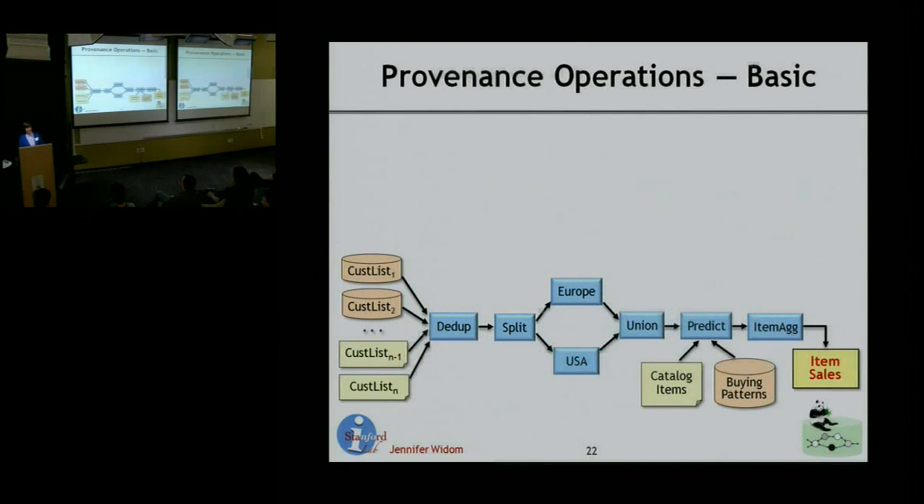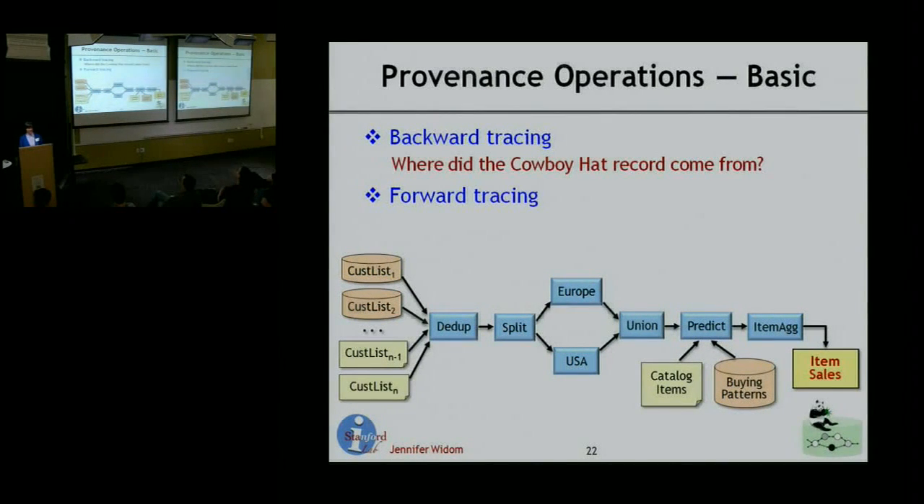Okay, so let's suppose that we have our provenance now. What do we want to do with it? What are the basic operations for provenance? So there's backward tracing and forward tracing. That's what people think of most. Backward tracing is exactly what I showed you. I want to know where that cowboy hat record came from, so I want to trace provenance backwards from the output into the input.